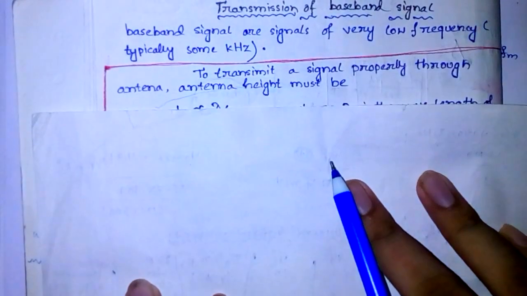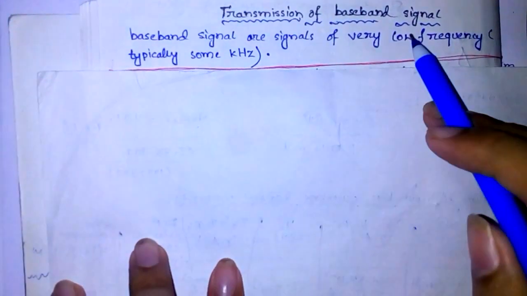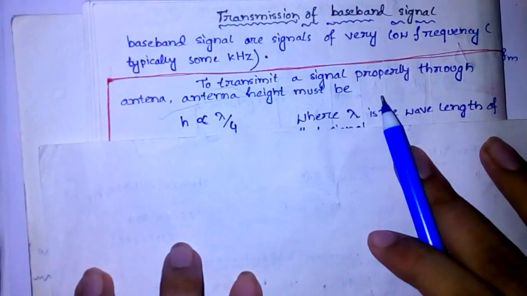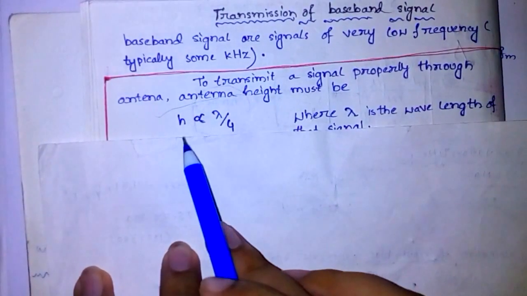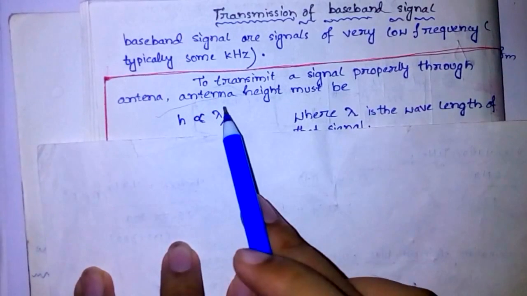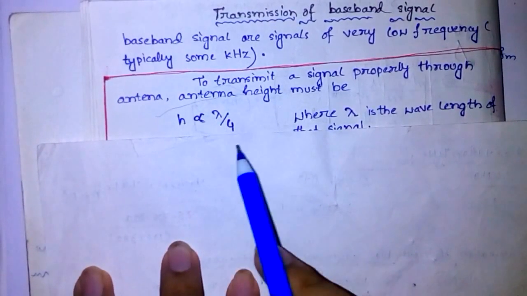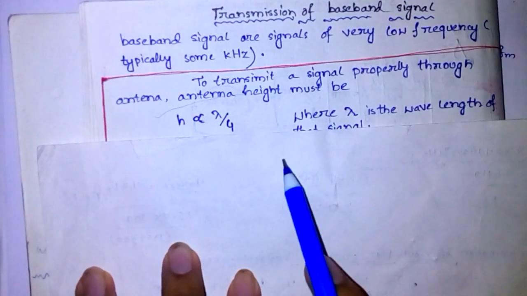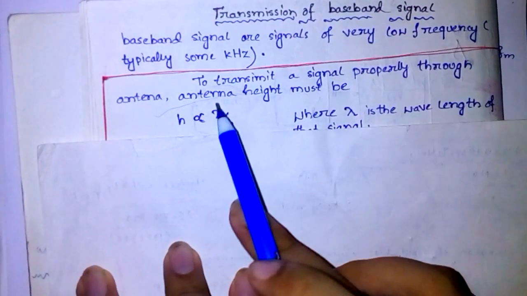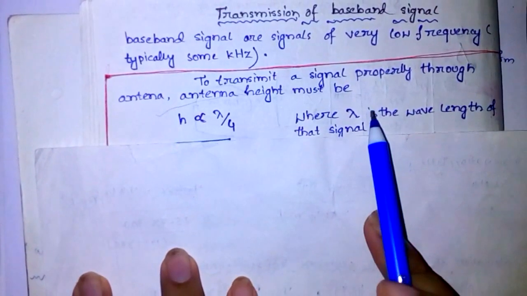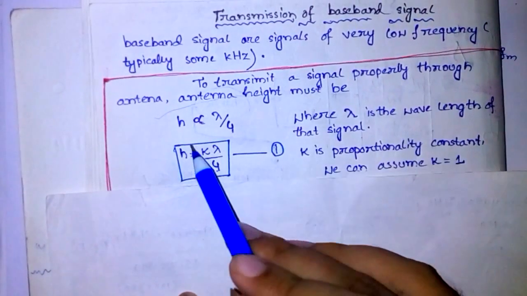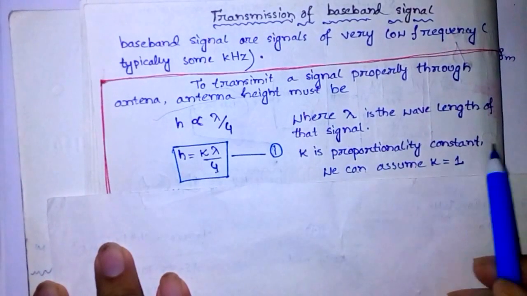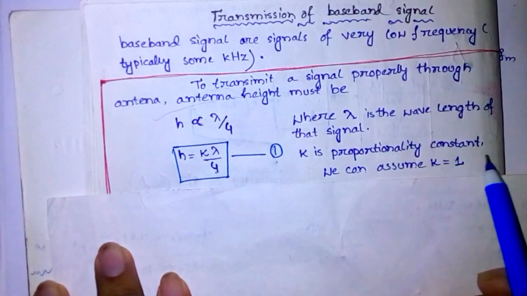Now let's see what the size of the antenna should be to transmit a signal through a wireless channel. Here is a formula: the height of the antenna is proportional to a quarter of the wavelength of that signal. I'm not going to derive this formula from scratch. Here lambda is the wavelength of the signal, so we can write h equals k into lambda by 4, where k is a proportionality constant. We can consider k as 1.